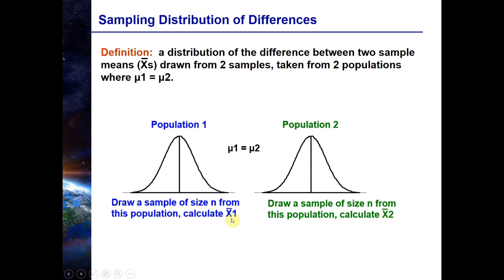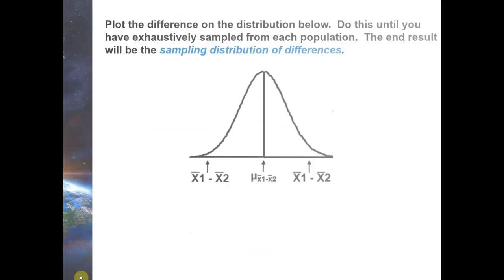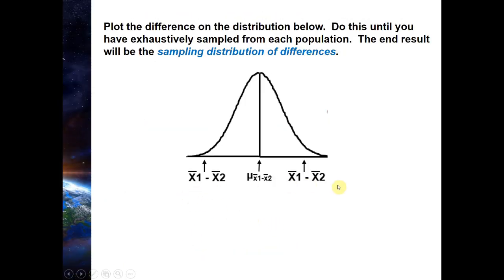So what we want to do is we want to exhaustively sample from each population so that we get all possible differences between x bar 1 and x bar 2 when mu1 and mu2 are equal. Okay, so we're going to see what are some differences that we might get between them. And of course, we can plot those, and that's what we did here. We plotted the differences. Now this is hypothetical, so hypothetically it extends from negative infinity to positive infinity.